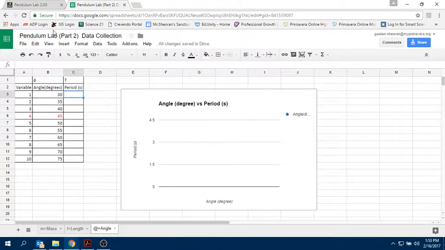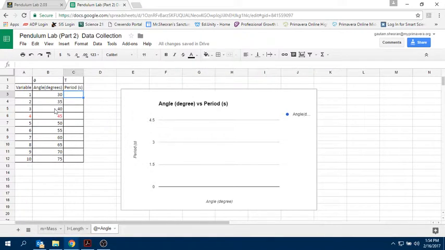This time we're looking at the angle in degrees of release. So at what angle are we releasing the pendulum? And the period of that pendulum, so the time it takes to go back and forth with the pendulum. All right, so angles, we're going to go from 30 to 75. So that's actually not the full range available, but it sticks within our 10 and gives us nice increments.